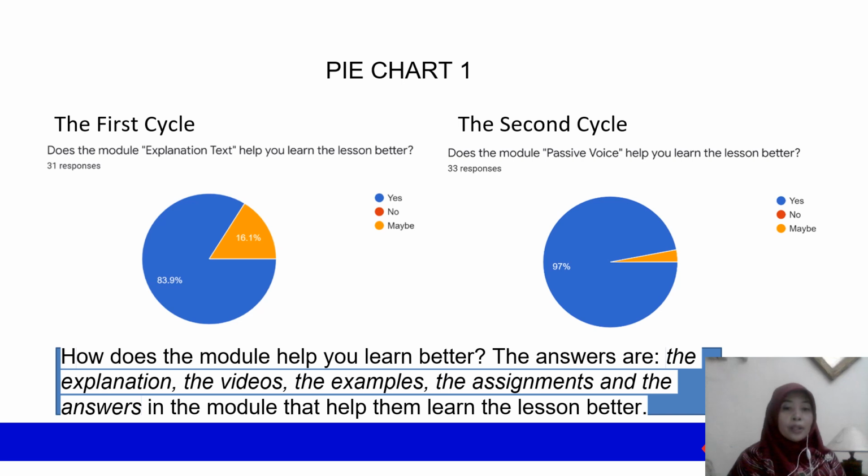So a further question also asked, how does the module help you learn better? And the answer is that the explanation, the videos, the examples, the assignments, and also the answers in the module help them learn the lesson better.